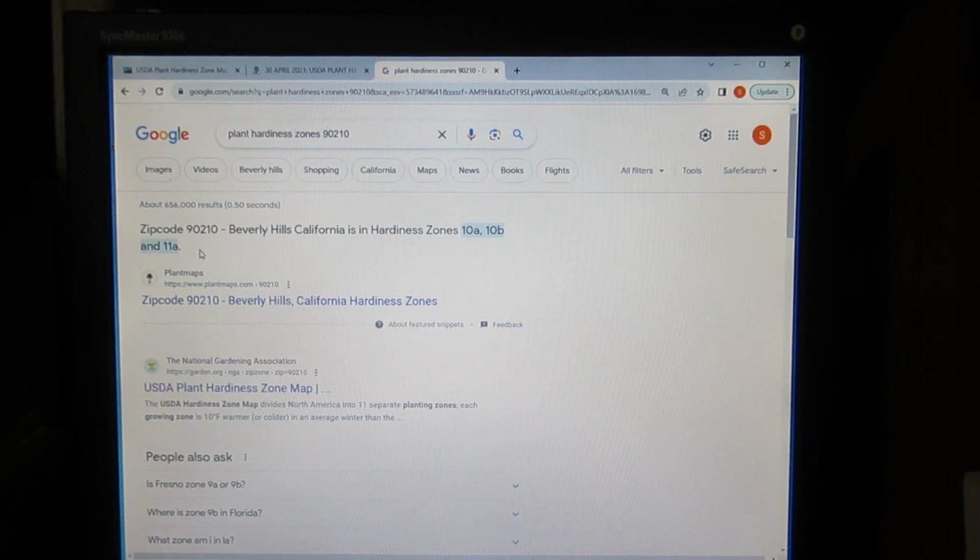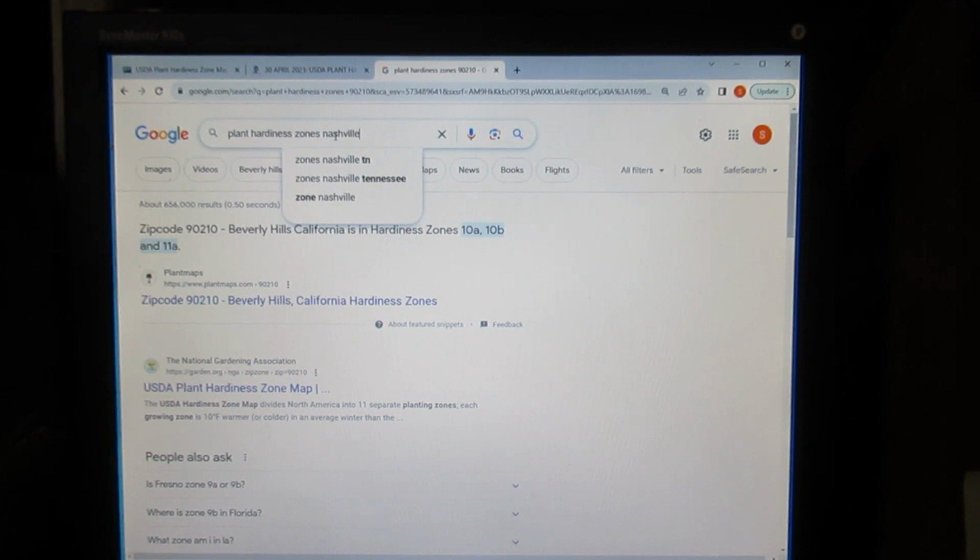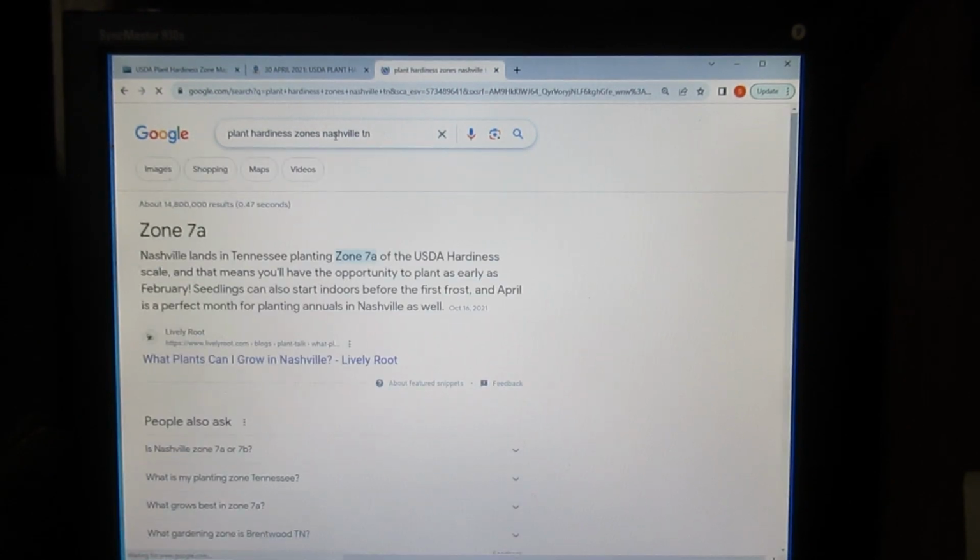Yes, cities can have more than one zone. States can have multiple zones. But that's how easy it is to find it. If you don't want to put your zip code in, you can put in the name of the city. Let's say Nashville, Tennessee. It's in 7A. And this nice little source even tells you when to start your seedlings. That's how easy it is.